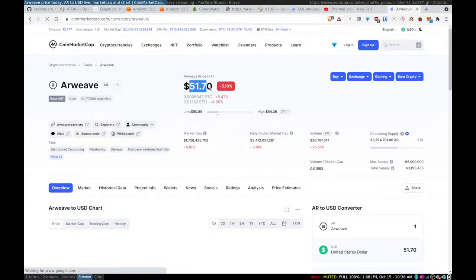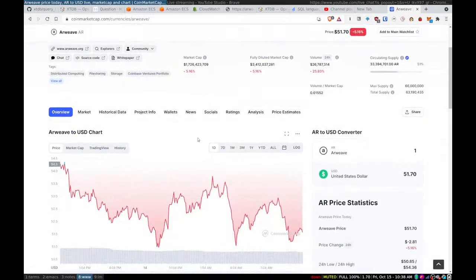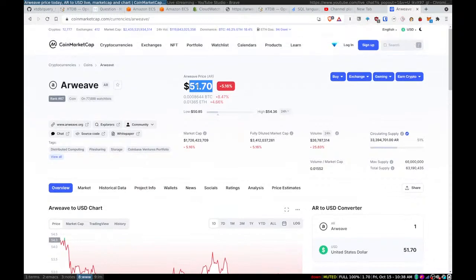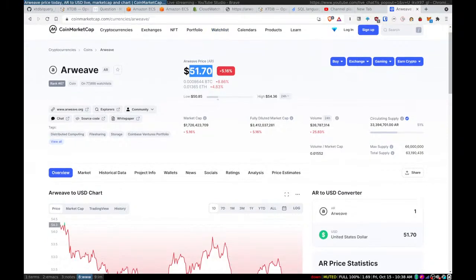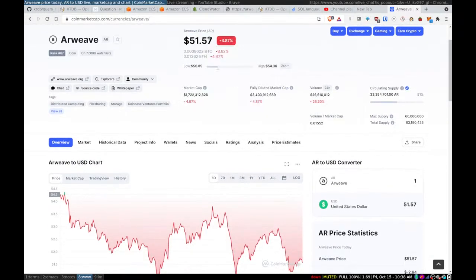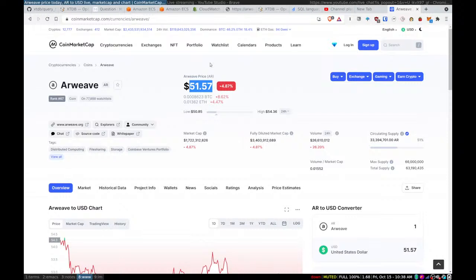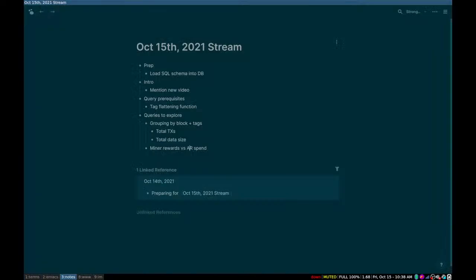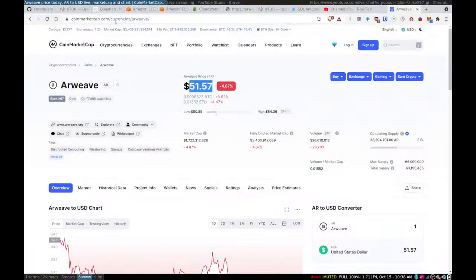Obviously, this is not representative of the price at the transaction, although I could put that in the database at some point. That would be a super interesting thing to include. I will probably try to do that. I just need to find a good oracle of some sort. Probably a boring one, and I'll just use like CoinGecko API or something like that. So 51.57, close enough for right now.